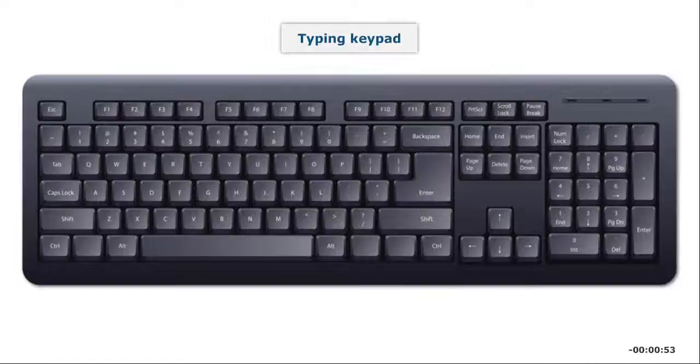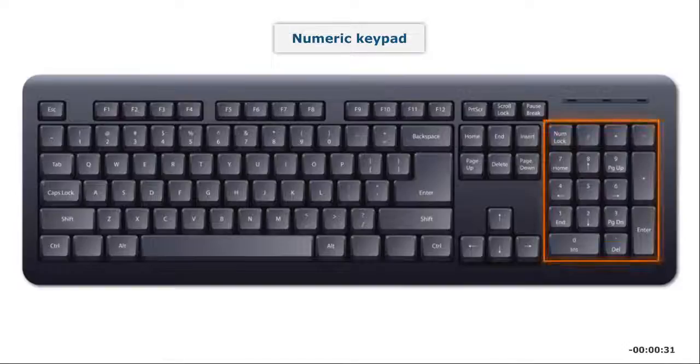Each section of a keyboard contains different kinds of keys. The typing keypad includes numbers, letters, punctuation marks, and symbols like the dollar sign or percent sign. The navigation keypad lets you move around a document and scroll up and down. When you press the num-lock key, the numeric keypad allows you to enter the digits 0 through 9, as well as the plus, minus, asterisk, and slash keys for addition, subtraction, multiplication, and division.